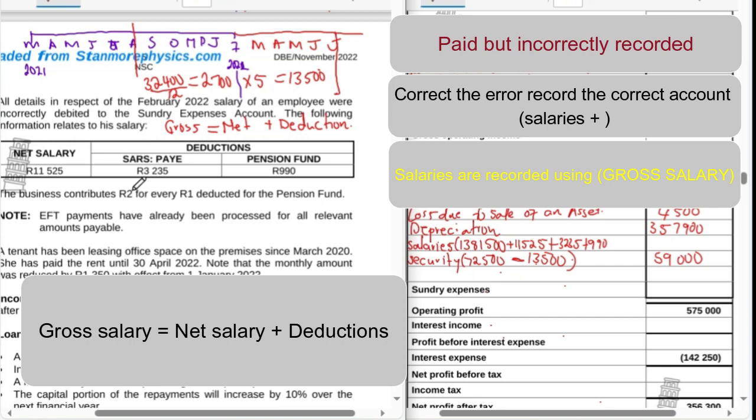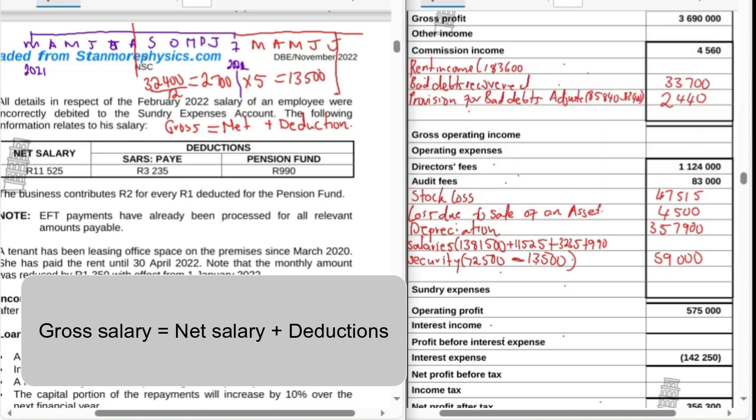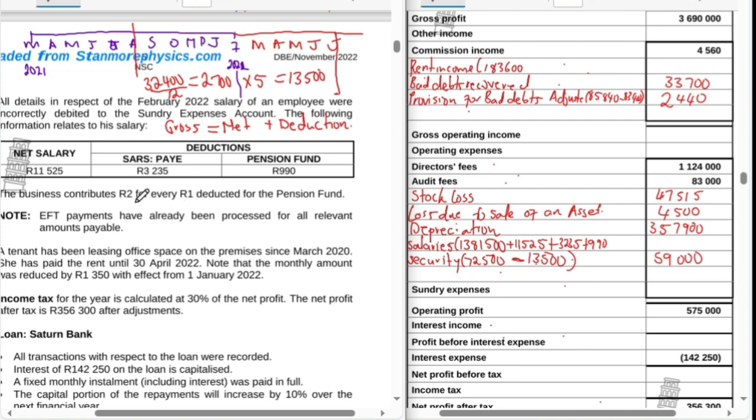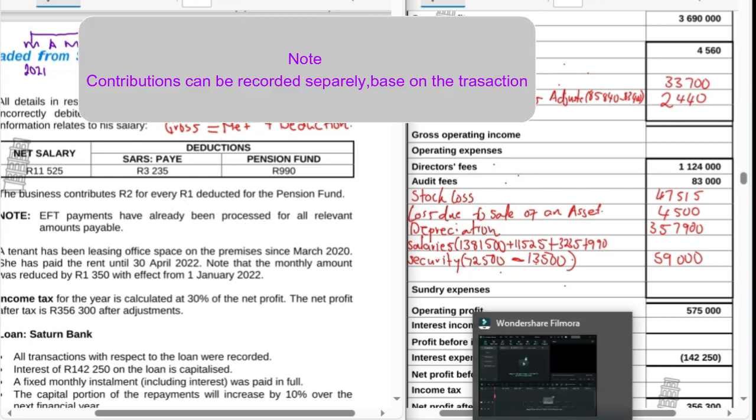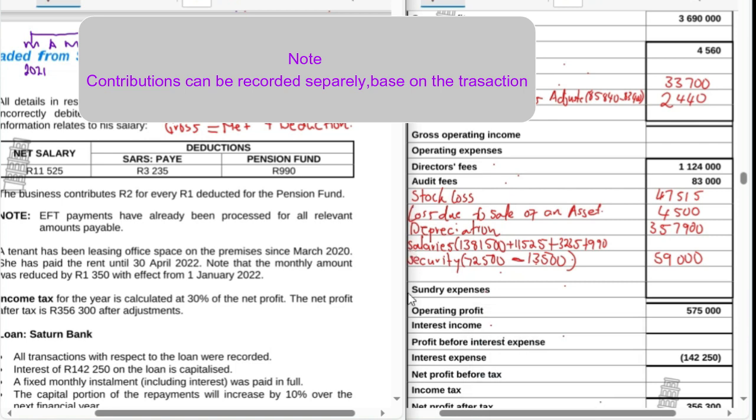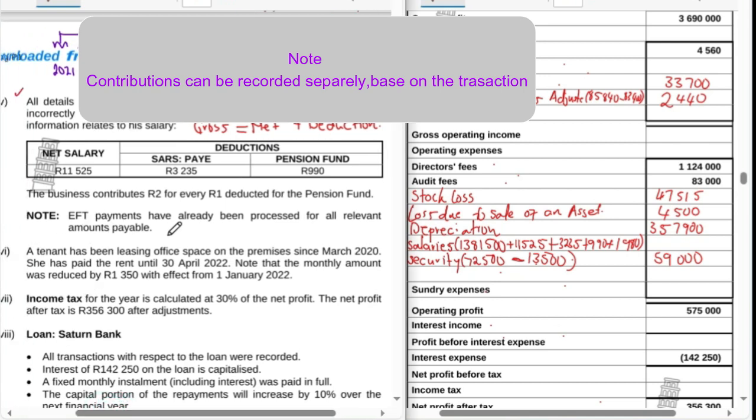So following the information, the business contributes twice for every 1 rand deducted for pension fund. If you are paying 1,000, then the business must pay that 1,000 twice. So in this case, now we are going to include, we are going to say plus 1,908. So that is our salaries. And then they say note, EFT payments have already been processed for all relevant amounts payable.